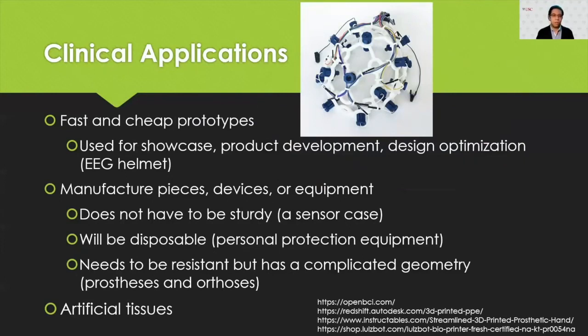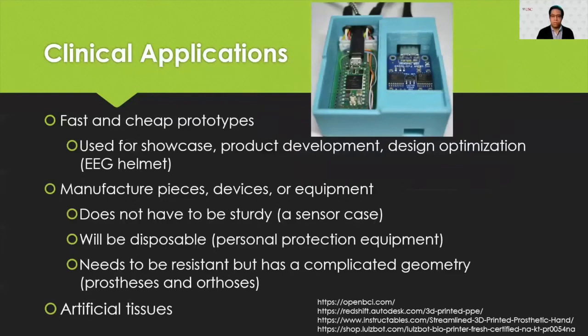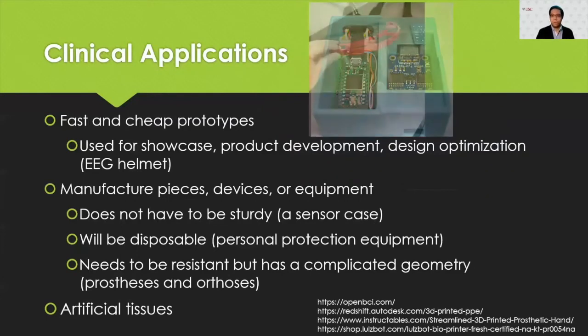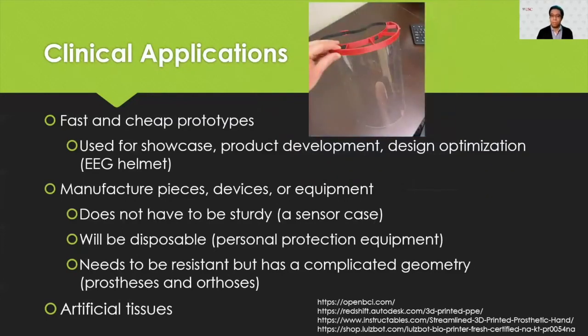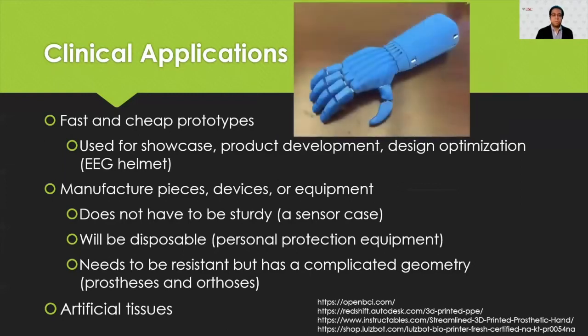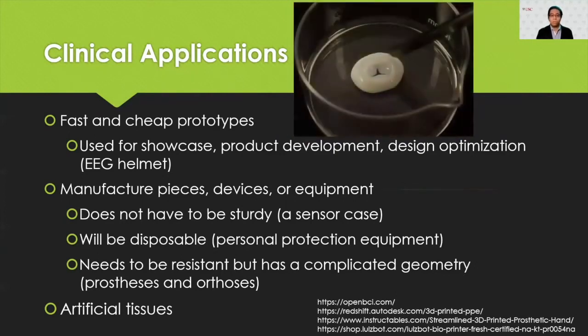Another application is to manufacture devices or equipment that, for example, do not need to be too sturdy, like a sensor case, will be disposable, like personal protection equipment, or needs to be resistant but has a complicated geometry, like prosthesis. Some of the more advanced and new technologies allow us to print even artificial tissues.